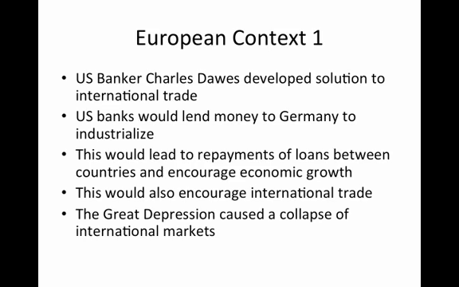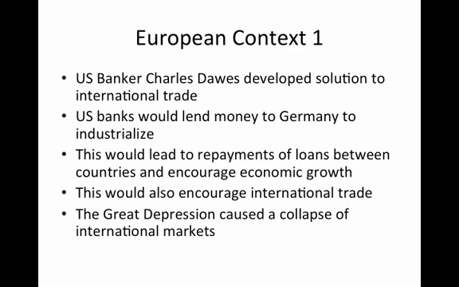During the 1920s, the United States banker Charles Dawes developed a solution to international trade. The United States banks would lend money to Germany in order to industrialize. They would then take these payments and use them to do repayments of loans between countries, which would encourage economic growth. This would also encourage international trade.